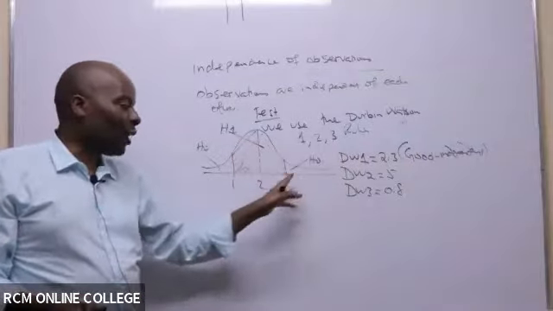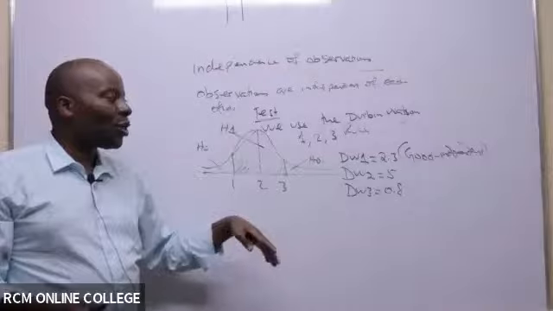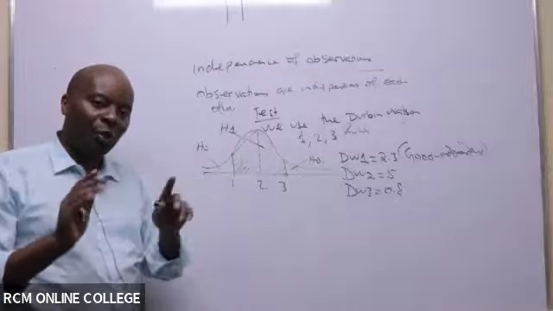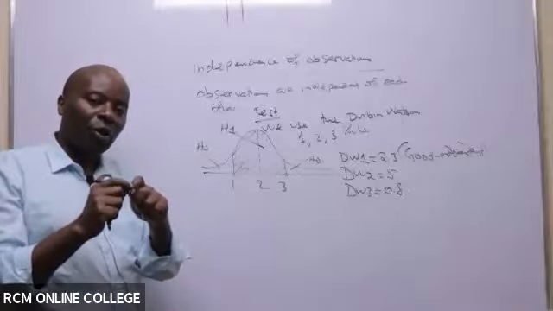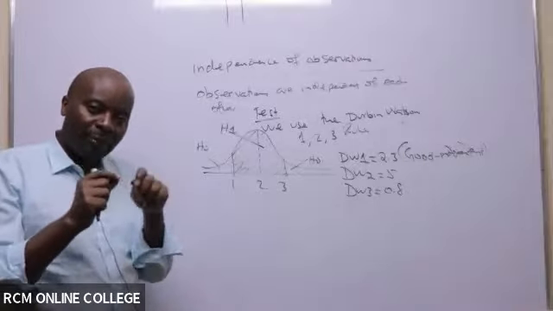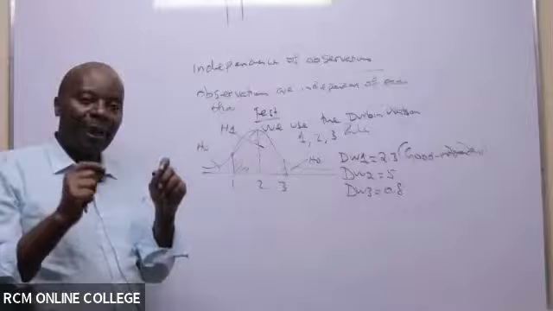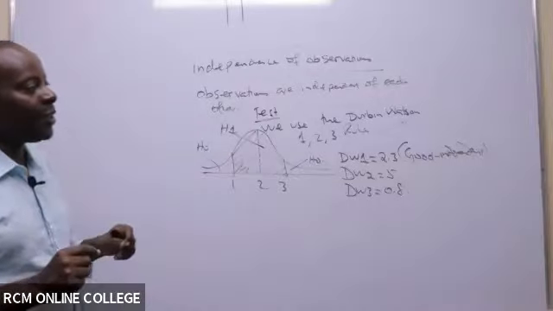5 is out of range, more than 3 here, out of range. So in this case, that model cannot be used because there is what we call the dependence concept.